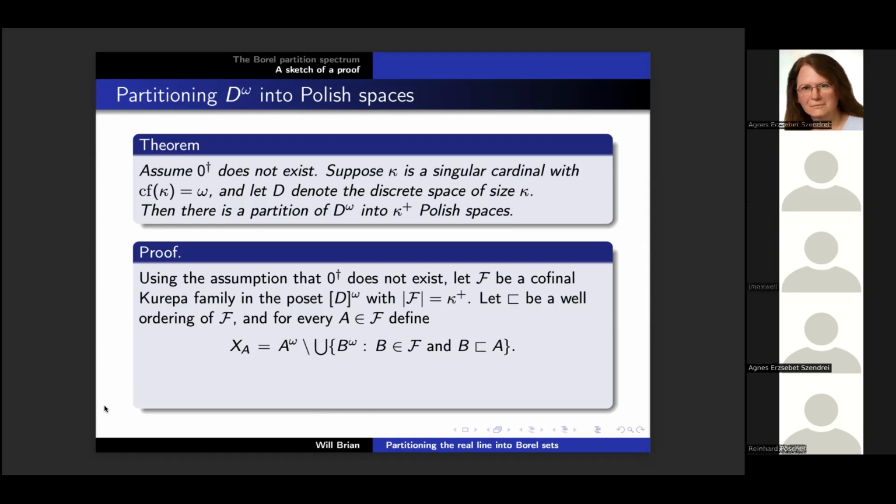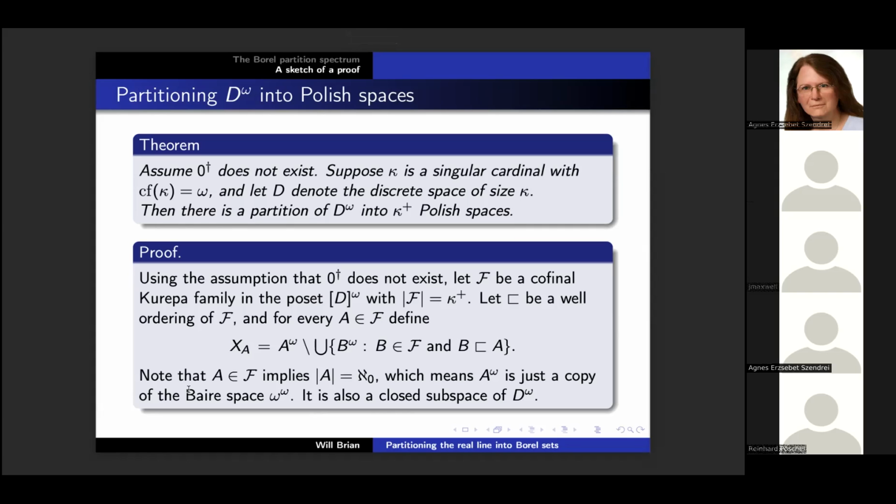So there are a few things to check. First of all, what are we looking at here? What kinds of things are these X sub A's? Well, I want to point out that if A is in this family F, then just by definition, A must be countably infinite. So the space A to the omega as a topological space is really just a copy of the Baire space, omega to the omega. So up to homeomorphism, that's all it is. The Baire space up to homeomorphism, by the way, is just the irrational numbers. So up to homeomorphism, A to the omega is a copy of the irrational numbers. It's also a closed subspace of D to the omega, closed simply because A is closed in D. If A is closed in D, which is true because D has the discrete topology, that makes A to the omega closed in D to the omega. So we have this closed set here, and I'm removing a bunch of other closed sets, namely all these B to the omegas.